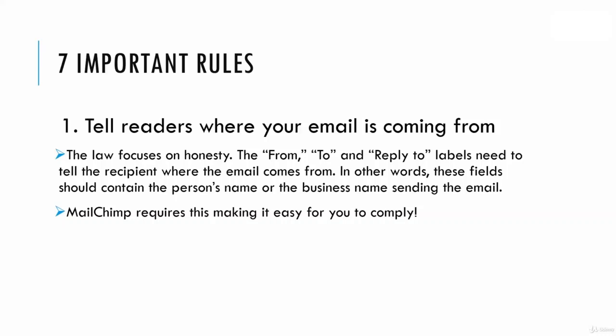The law focuses on honesty. The from, to, and reply to labels need to tell the recipient where the email comes from. In other words, these fields should contain the person's name or business name sending the email. MailChimp requires this, making it easy for you to comply.